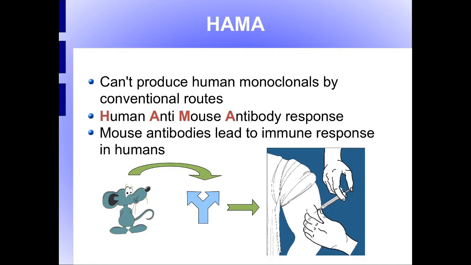So instead, if you're producing an antibody in a mouse and you take that mouse antibody and inject it into a human, then the human will recognize that as being a foreign protein and produce an immune response against that. So using mouse antibodies doesn't really work either.